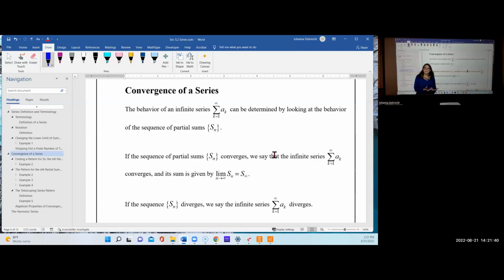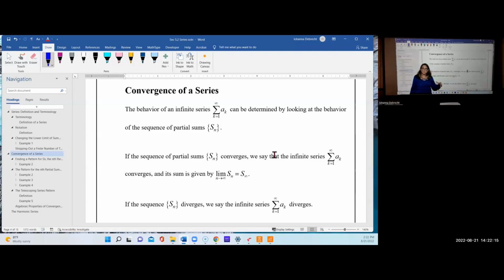And this, of course, is related to that sequence of partial sums that we talked about previously. So we want to look at the behavior of the sequence of partial sums, and we want to see if we can develop some intuition for this. If the sequence of partial sums converges, that means the limit of s sub n as n goes to infinity is a finite real number, then we say that the infinite series converges. So the convergence of the infinite series is actually given by the limit of the sequence of partial sums.